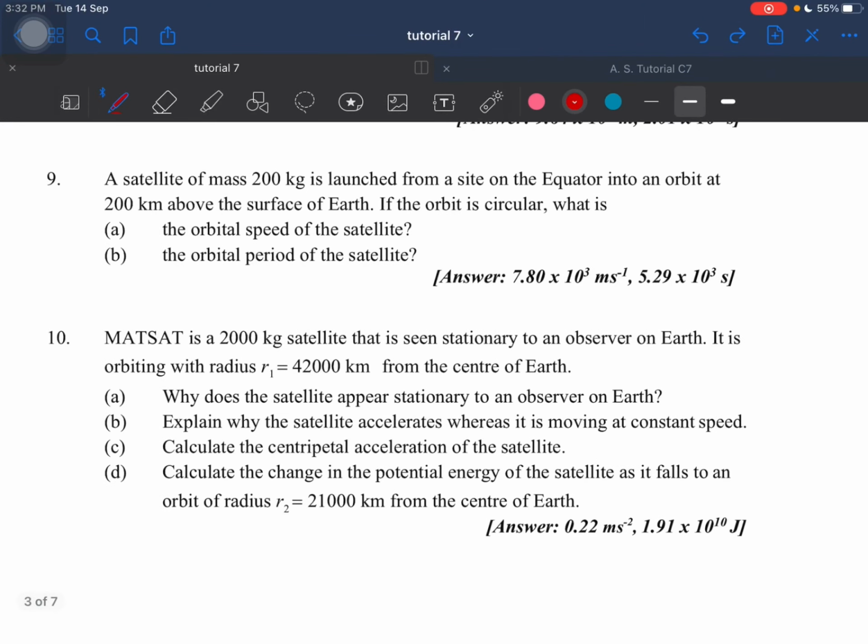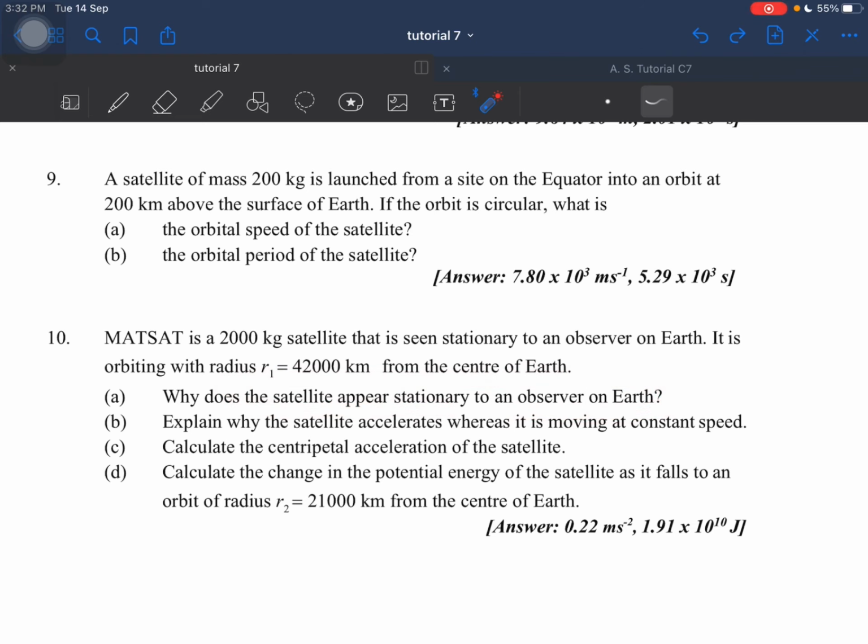Okay, question 10, the last question for this tutorial. MatSat is a 2000 kilogram satellite that is seen stationary to the observer on Earth. It is orbiting with radius 4200 kilometers from the center of the Earth. Okay, so this is from the center of the Earth. And then the question is, why does the satellite appear stationary to an observer on the Earth?